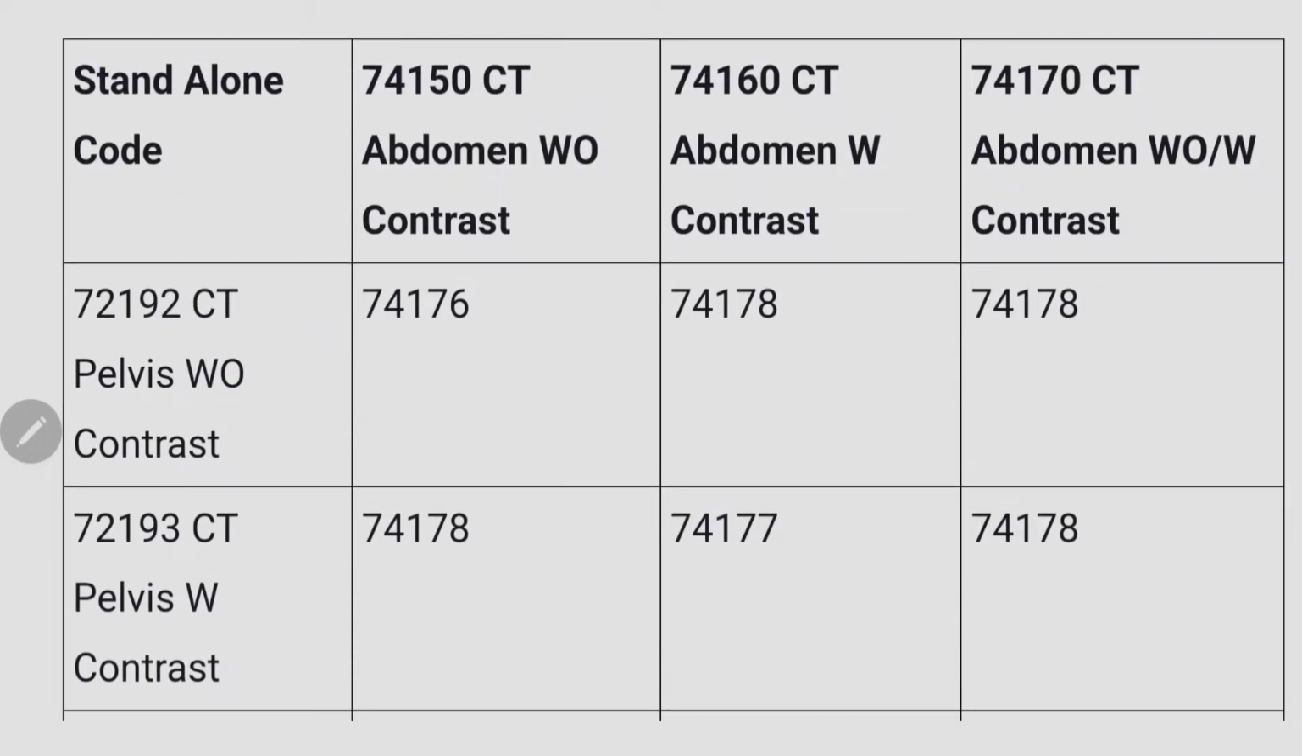Now let us look at the combination codes. So here the code 74176 is for CT of abdomen without contrast and CT of pelvis without contrast. In the question, if they have mentioned CT of abdomen without contrast and CT of pelvis without contrast, instead of coding two separate codes 74150 and 72192, you can use the combination code 74176. I hope you are clear with it. Likewise, they have mentioned all these combination codes.